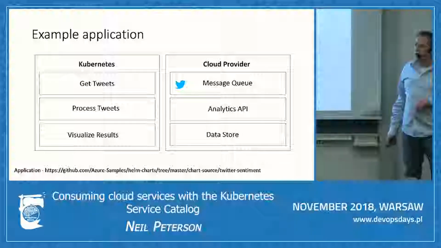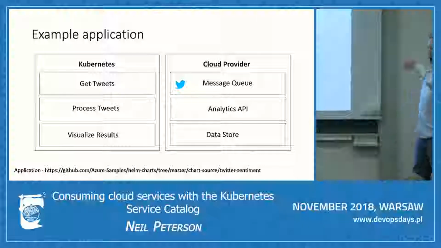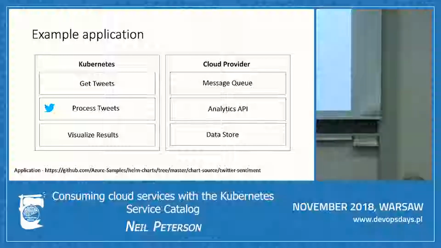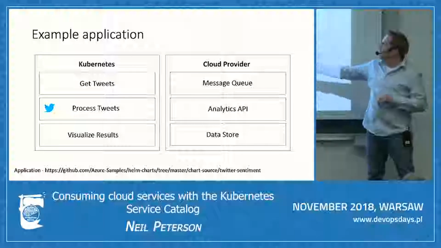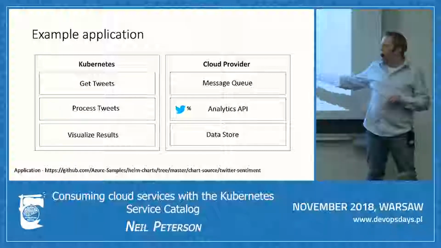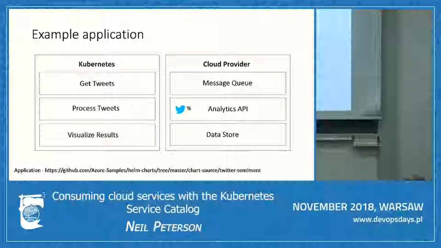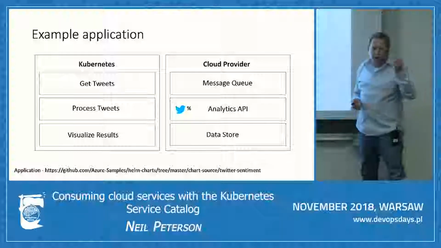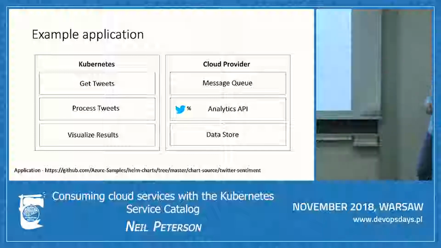I then have another set of containers that are watching this message queue, and as stuff lands on the message queue, this container or set of containers, this is part of the application that you can scale out or horizontally scale to increase throughput. It's pulling these tweets off of the message queue, taking the body of the tweets, and evaluating them against Azure Cognitive Services Text Sentiment Analysis API. So basically just to figure out, is this a positive tweet or a negative tweet? Was the person happy or sad when they made the tweet?